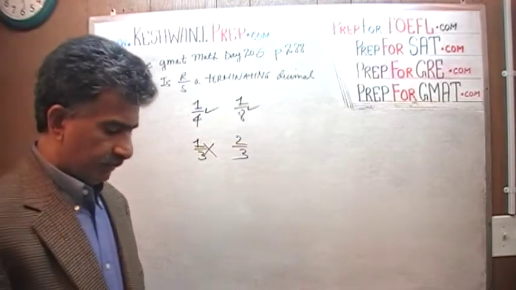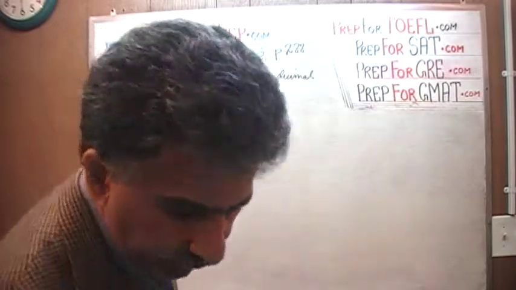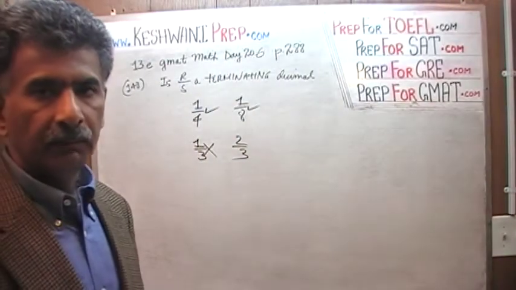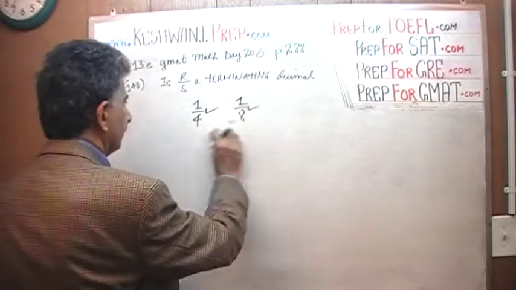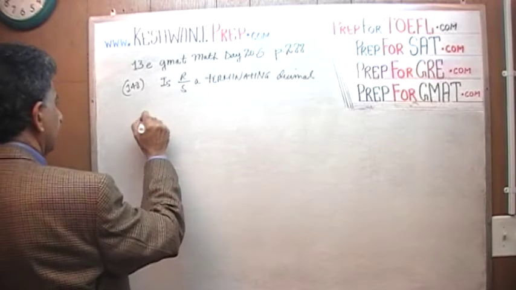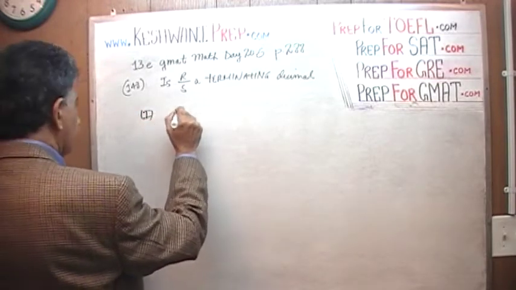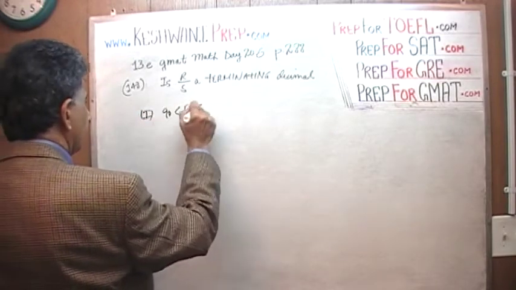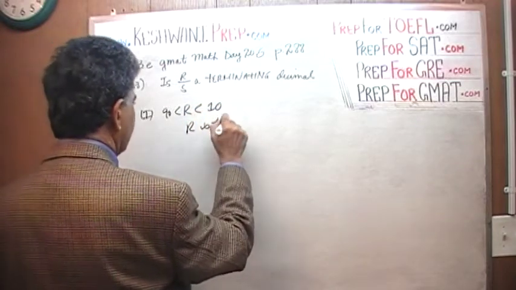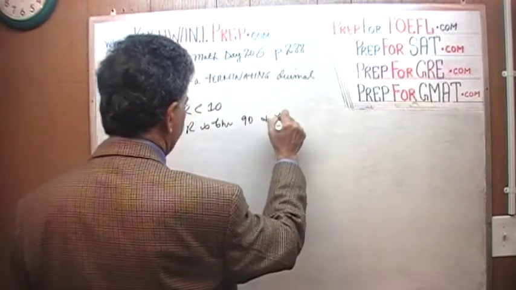The question here is: is R over S a terminating decimal? We need to know something about R, and obviously we need to know something about S. Let's see what they tell us. In the first statement, they tell us that the top part, R, is between 90 and 100. R is between 90 and 100.